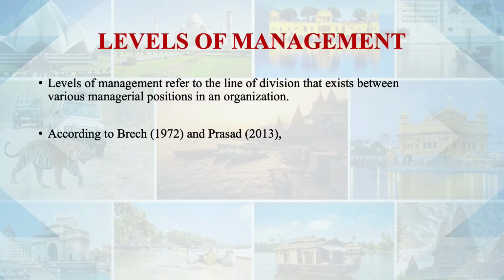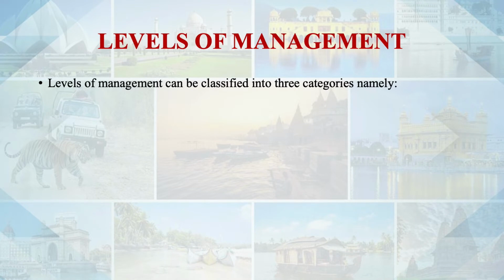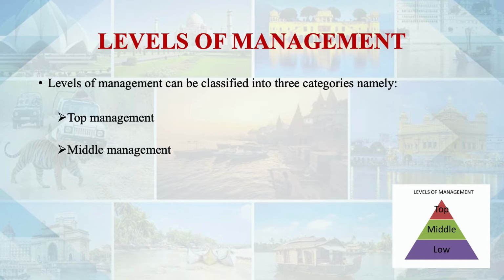However, for the sake of simplifying these levels, they can be merged into specific categories on the basis of the nature of functions performed and authority enjoyed. These categories represent different sets of levels. According to Brech, levels of management can be classified into three categories, namely top management, middle management and supervisory level or first line management. This session is on first line management or supervisory level.